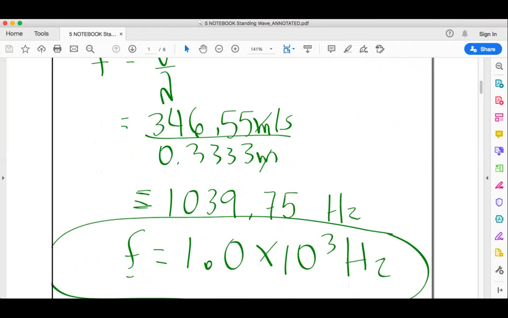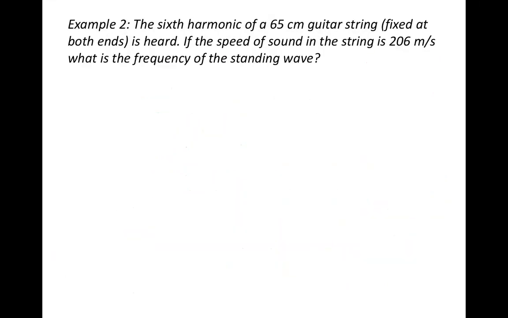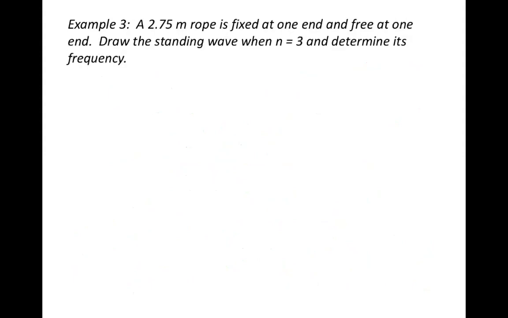Okay, our next example. We have the sixth harmonic of a 65 centimeter guitar string, which is fixed at both ends, is heard. If the speed of sound in the string is 206 meters per second, what is the frequency of the standing wave?